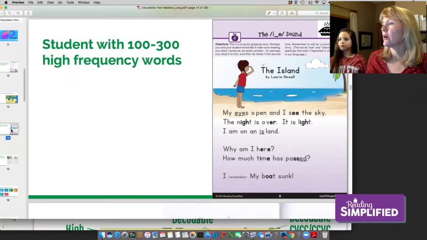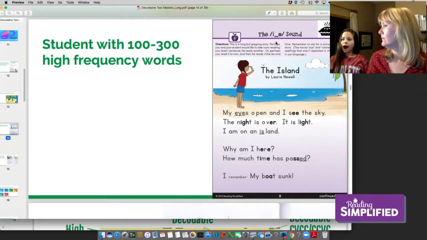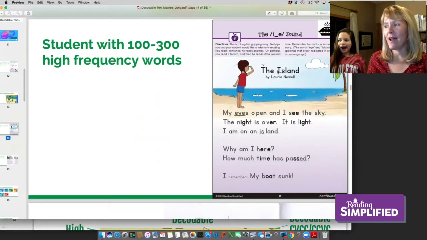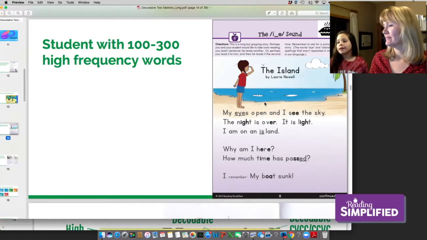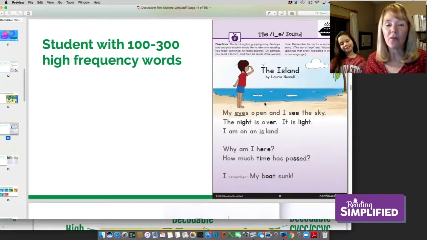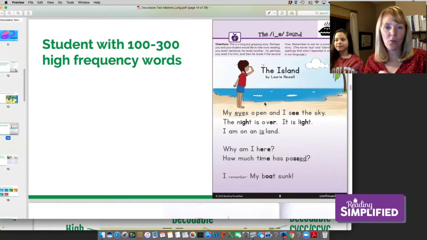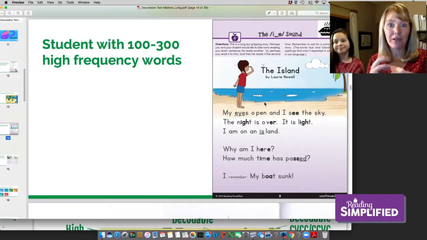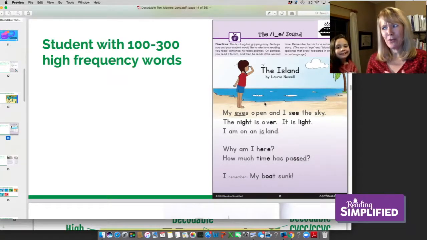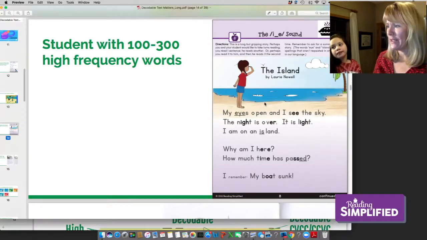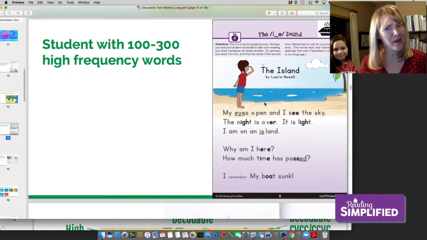And so this one's targeting the I sound. Yes, and it's called The Island. Will you read a little bit of it? Notice the I sounds. My eyes open and I see the sky. The night is over. It is light. I am on an island. So you see how this is mostly decodable. It's targeting one sound that a student may be learning for a particular week. But then there are the high frequency words, and then there are some things that are kind of irregular, like eyes. Island, that's right. She says island is weird, okay?